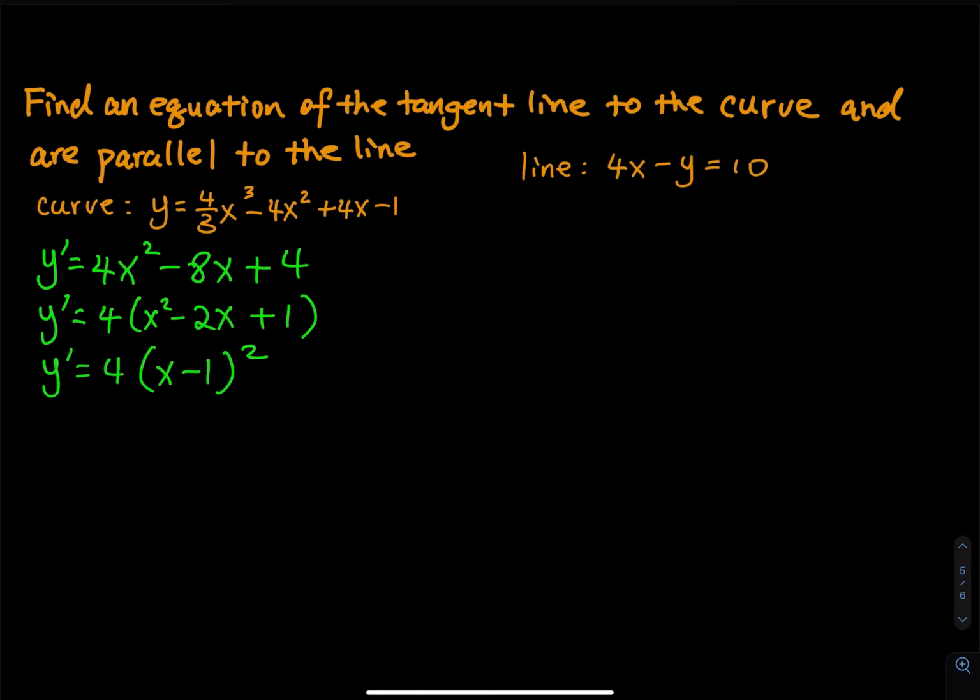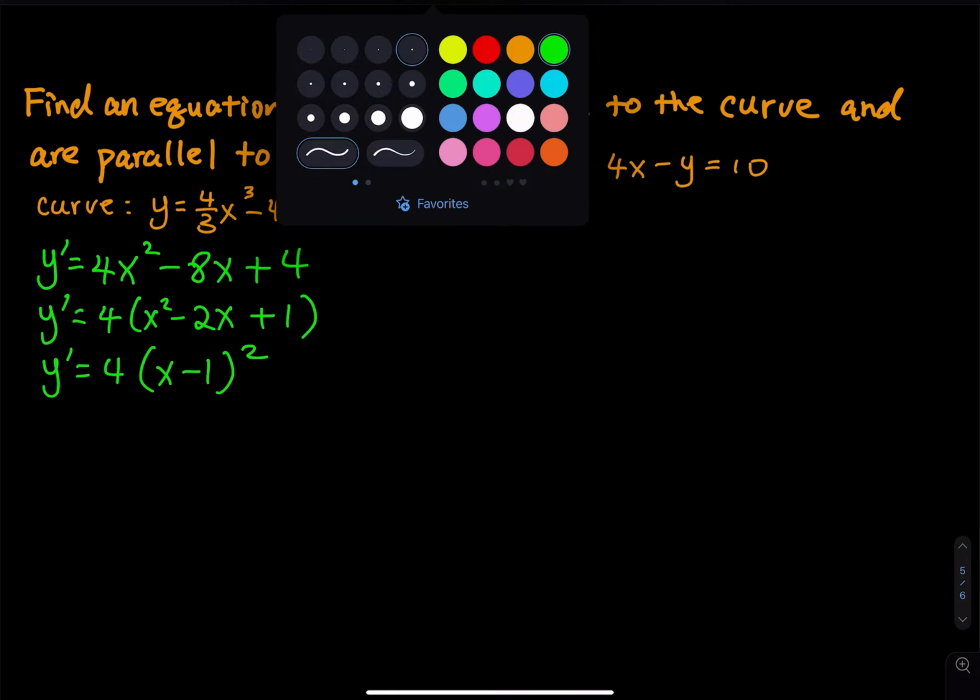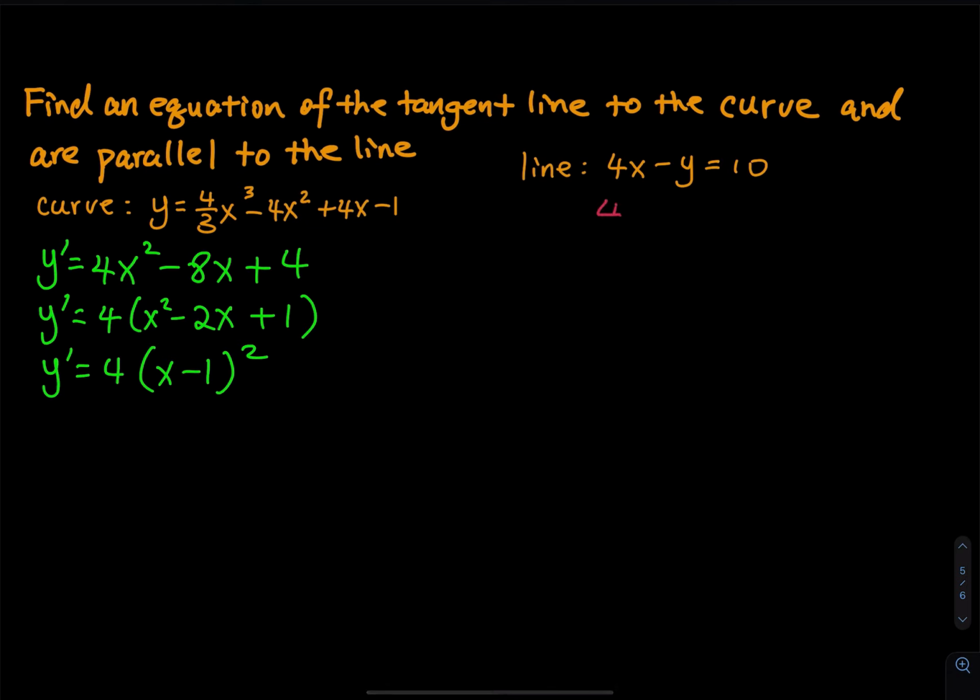So what do we have to do with the line? For the line, we have to find the slope because we have to be parallel to that line. Alright, so we are looking for a point, and then we build a tangent line based on that point, but that tangent line has to be parallel to the given line. Parallel means they have the same slope. So let's open up the line. How about 4x minus 10 equals y? So y equals mx plus b. That is 4x minus 10.